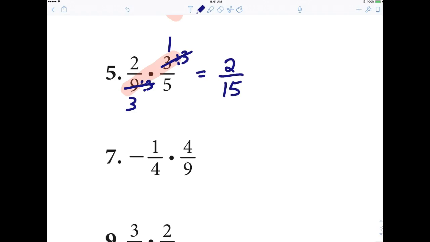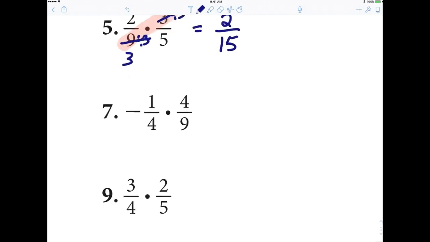Yes, sir. Can't you also just reduce the fraction? Like, you don't have to calculate. Yeah, you can multiply straight across and then reduce, but trust me, it's much easier to reduce first. It's always easier to reduce first because the numbers are smaller.